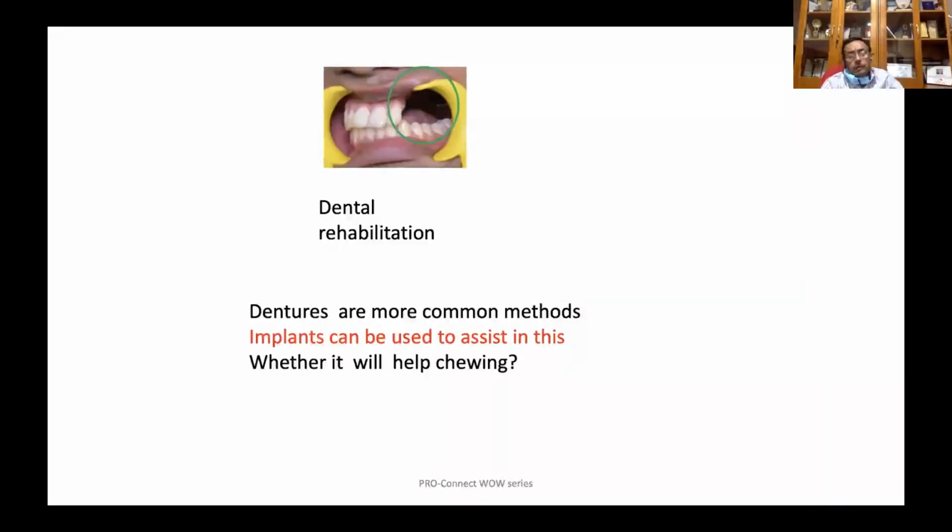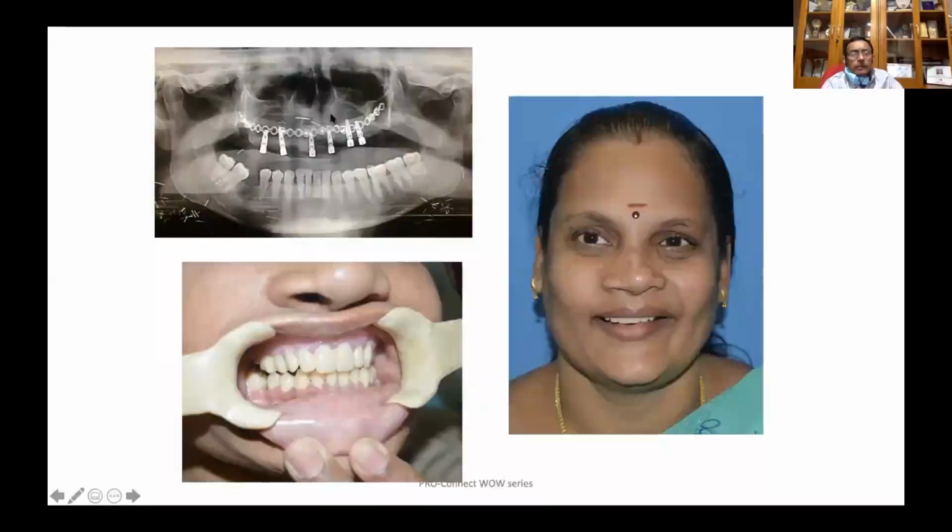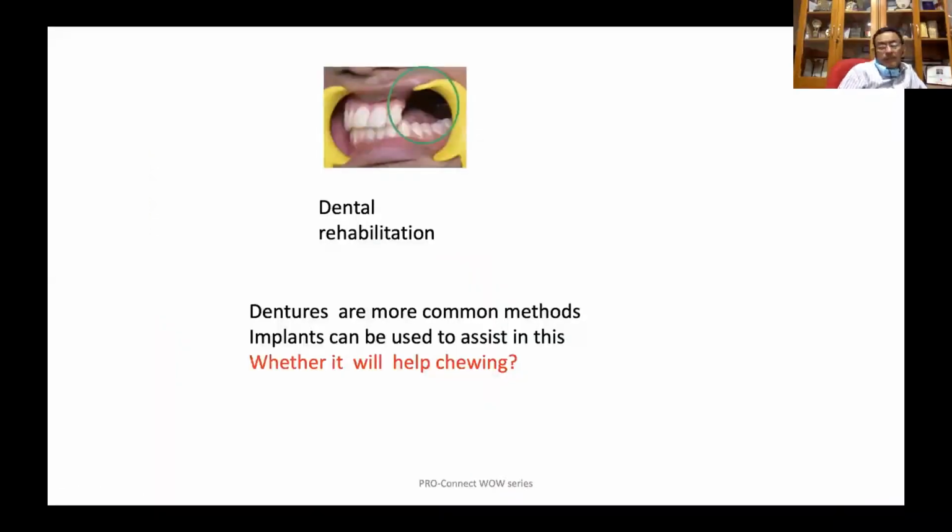Implants can be used, like in this case, as I told you, implants can be placed to assist your dental rehabilitation, so implant-assisted dentures can be used. Whether it will help chewing is a very significant thing to think about, because if you look at most of the patients, except for the bilateral cases where you put a lot of implants, they might not use them for chewing.